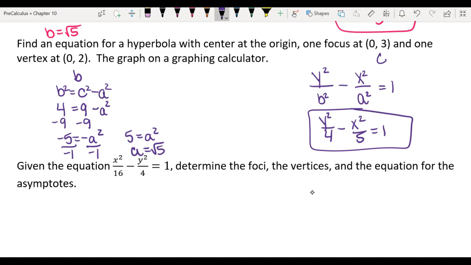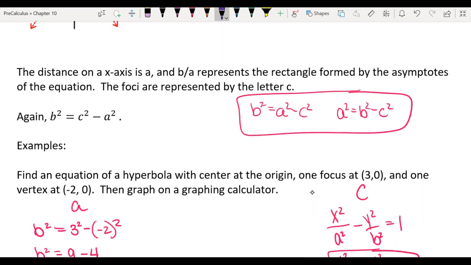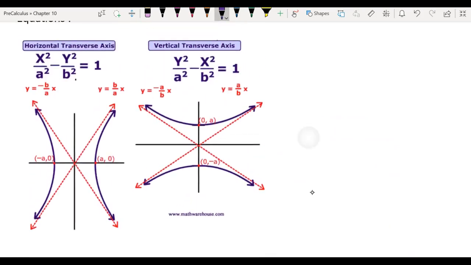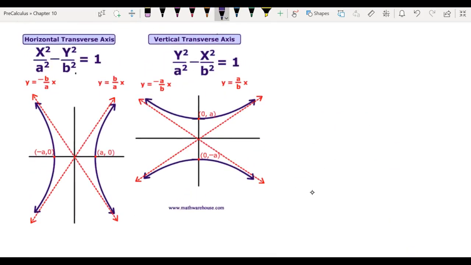No, because this is my b. B goes under y. This is my a. A goes under x. It's printed wrong? Are both of them? Oh, yeah. Should be b squared, a squared.